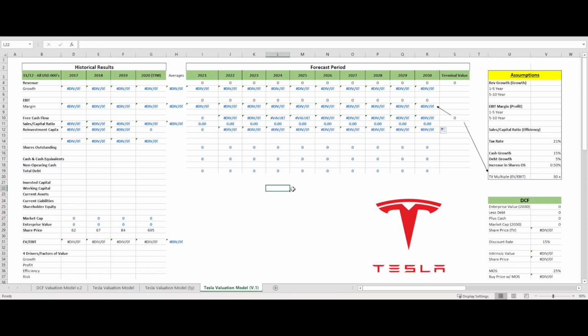To be honest with you, the annual free cash flow doesn't have much of an effect on the overall value. The majority of the present value is derived from the terminal value, which is calculated, as we always do, using an EV to EBIT multiple.